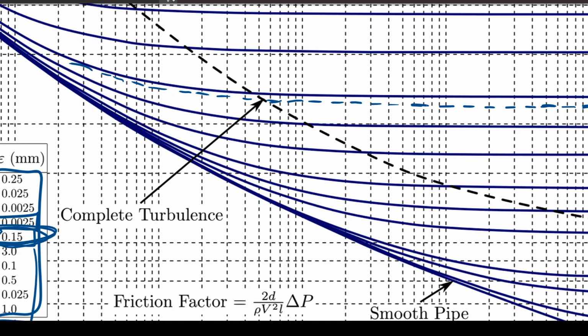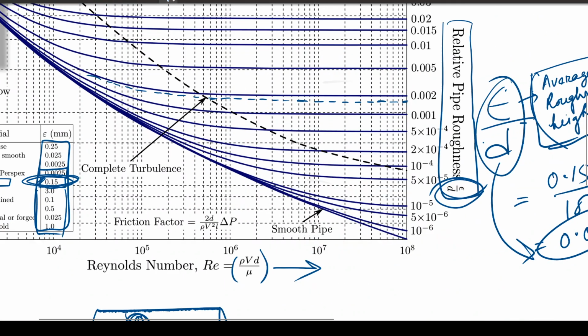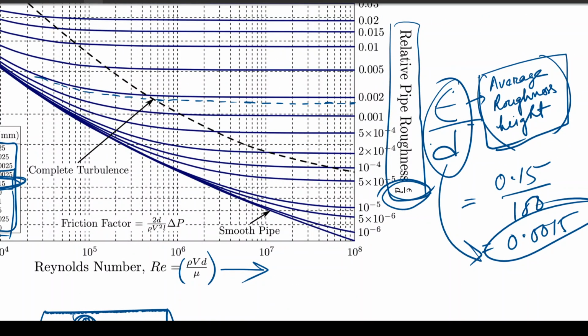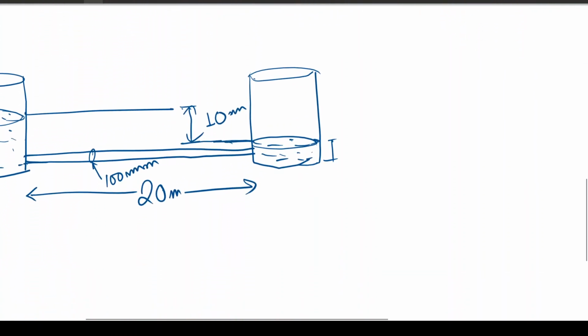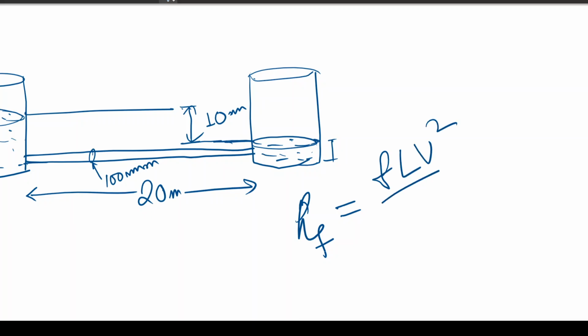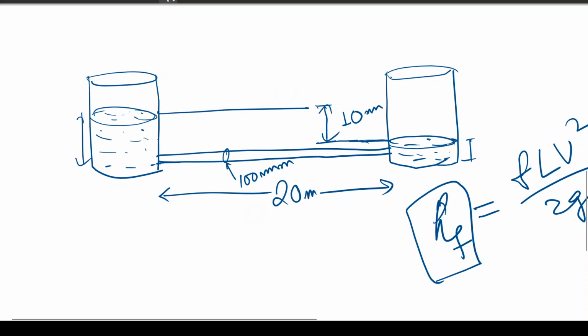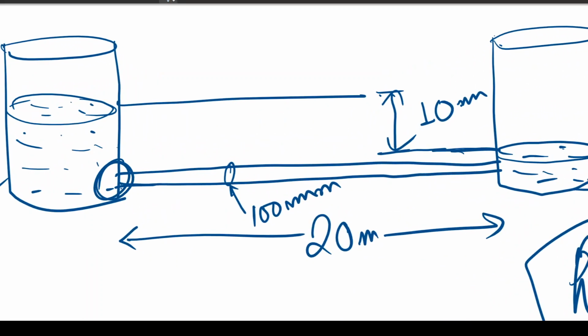So this curve will be used for our calculations. Once we find this value, the next stage is to find the velocity. We have to use the head loss formula, that is hf, head loss due to friction, equal to f L V square by 2 g d. Now hf we can find out, which is 10 meter. In this example, for simplicity, we are ignoring the loss at entry and the loss at exit.